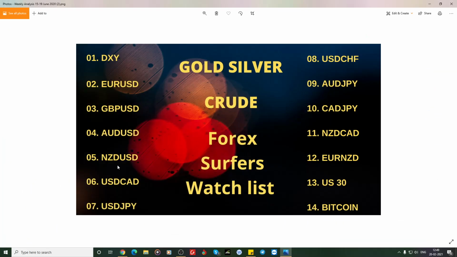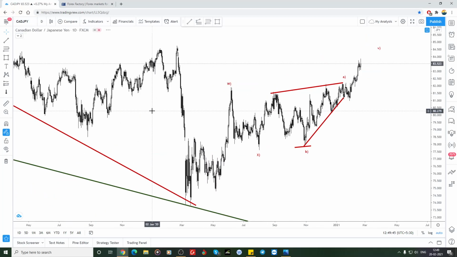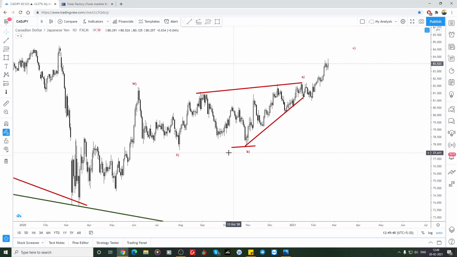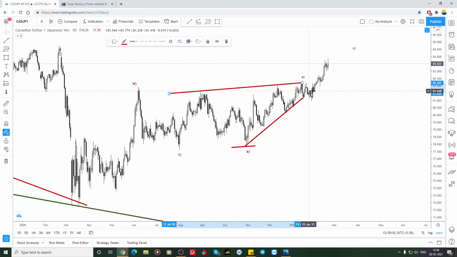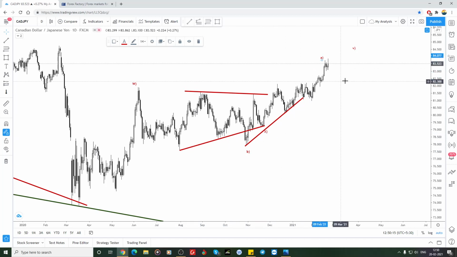So let's move on to CAD JPY. JPY is very slow, very weak. That is why all the pairs of JPY are shooting. From here I said this is a W, X, A, B, and sometimes I thought this is 1, 2, 3, 4, 5, and this could be a triangle also here. Previous, this could be an X. So 1, 2, 3, 4, 5. So this could be a B, C, like that.